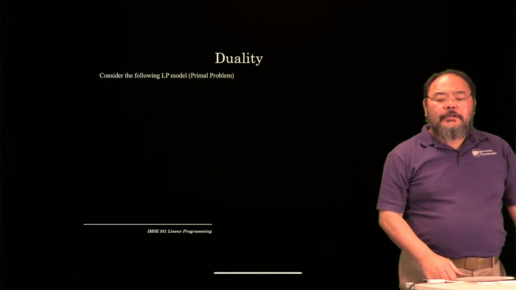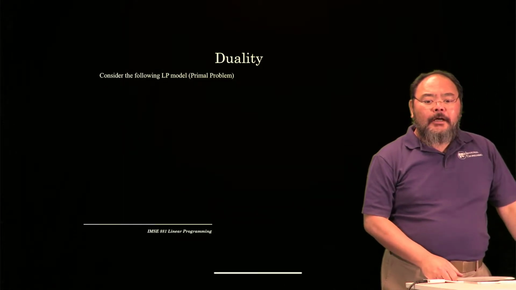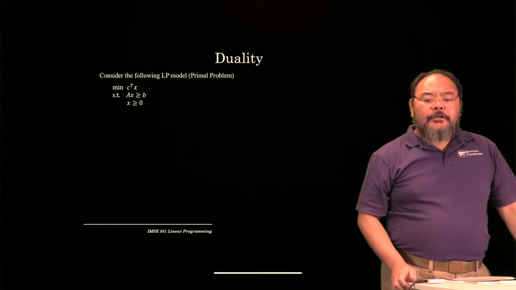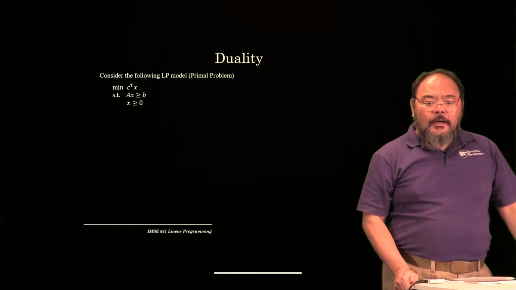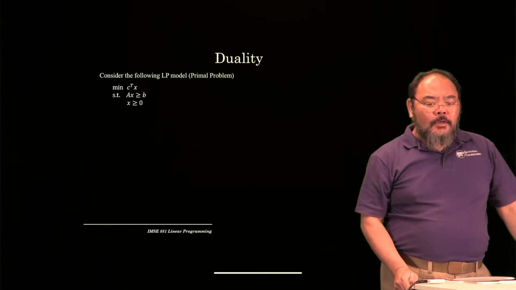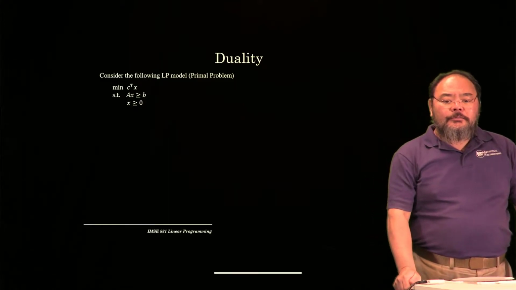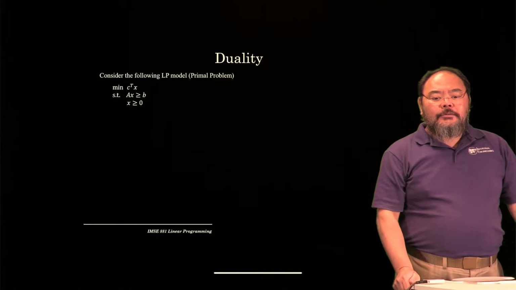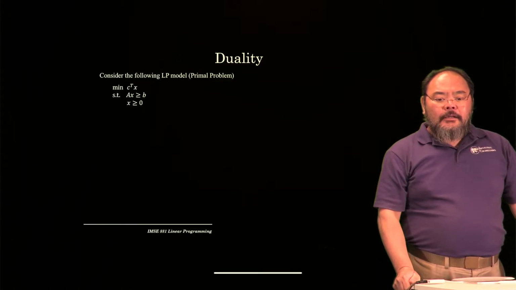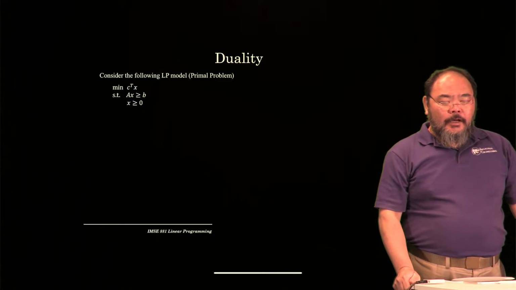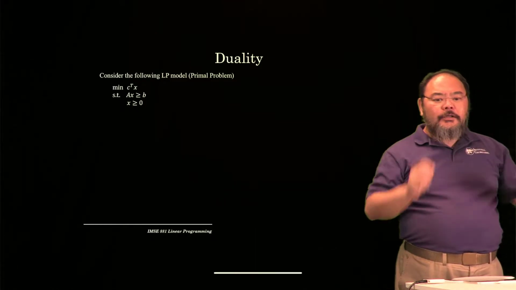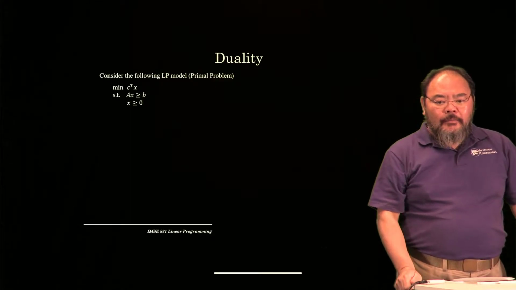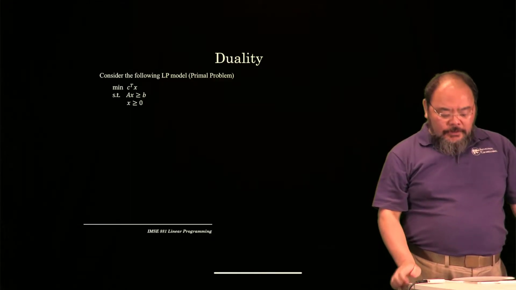First, we introduce the concept of duality. Consider the following linear programming model, and we refer to this as the primal problem. Minimize c transpose x subject to Ax greater than or equal to b and x greater than or equal to 0. Here we specifically use greater than or equal to constraints, so it's easier for our development initially, and then we gradually generalize it.